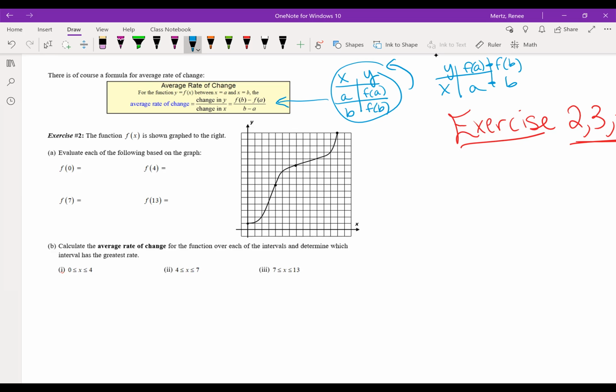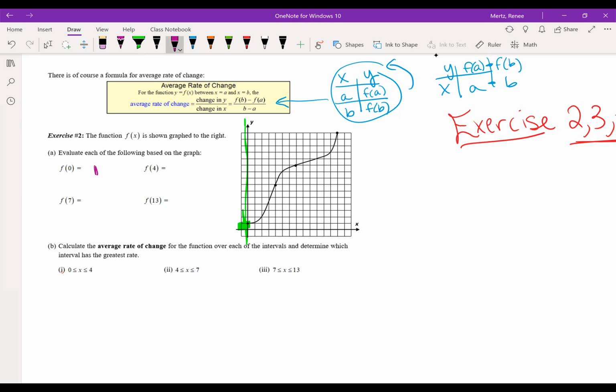So first, we're just going to review how to find the value when given a graph. So f of 0, I go to my 0 on the x-axis, so this whole line is x equals 0. I say, where am I intersecting? I'm intersecting right here at 1. So f of 0 is 1.